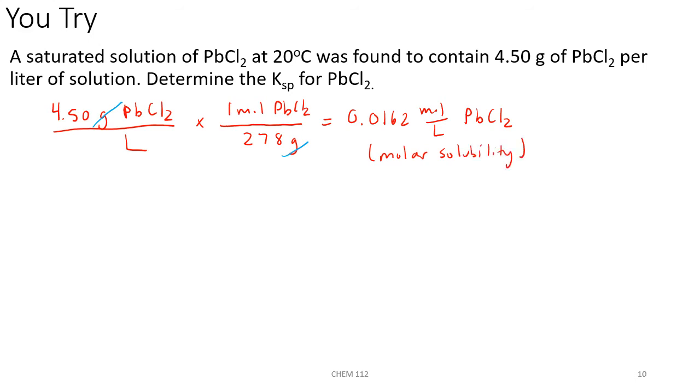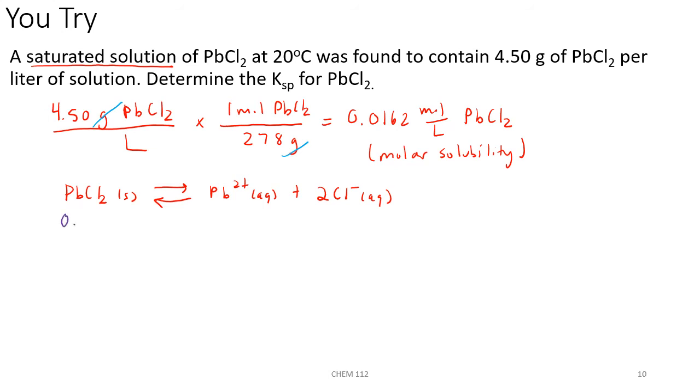Because our solution is a perfect saturated solution, that's how many moles of that salt will dissolve per liter. Next, we can write our equation for our salt, breaking up into its ions. So solid lead 2 chloride will dissociate slightly into lead 2 plus ions and 2 moles of chloride anions. From our molar solubility, we can figure out what the concentrations of those ions in solution will be.